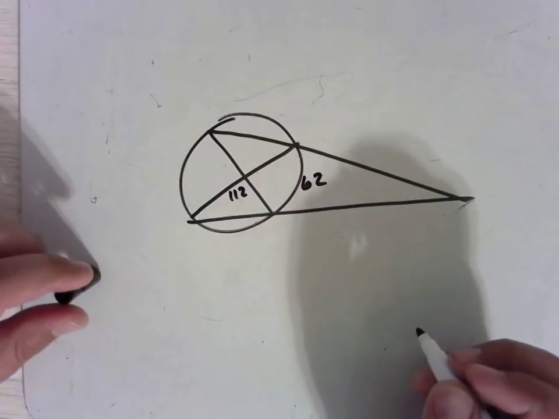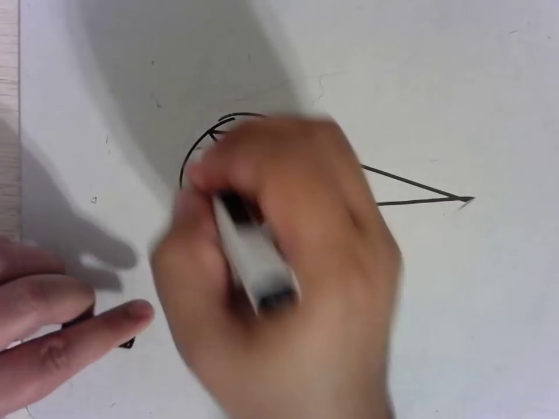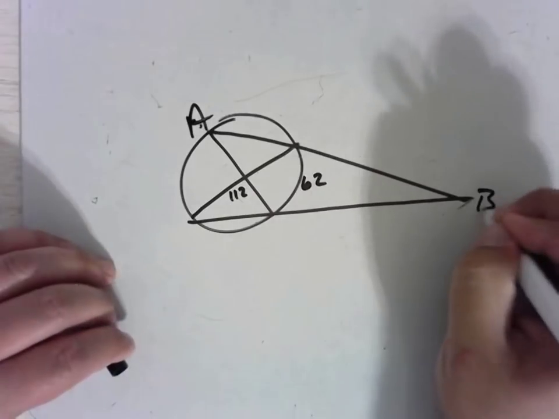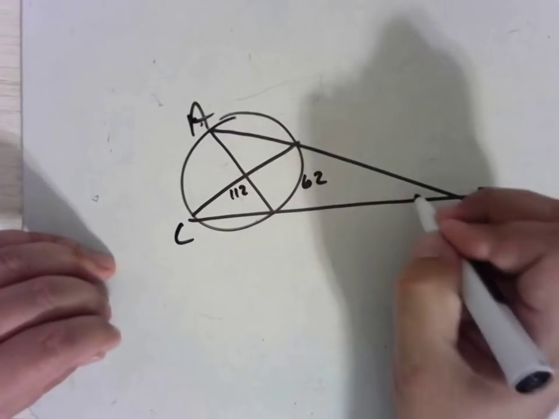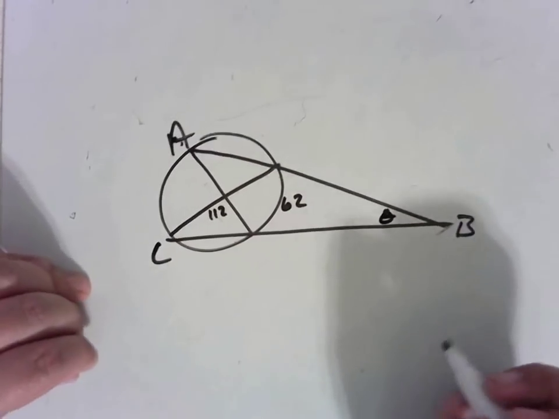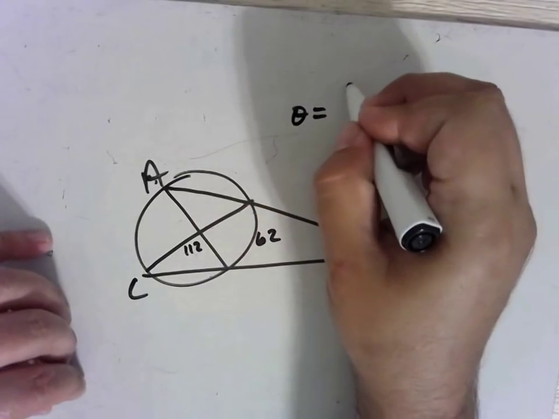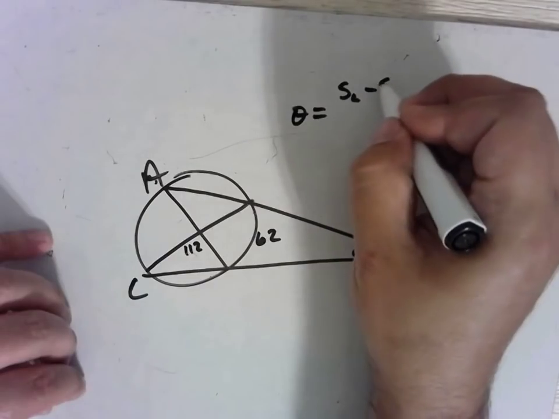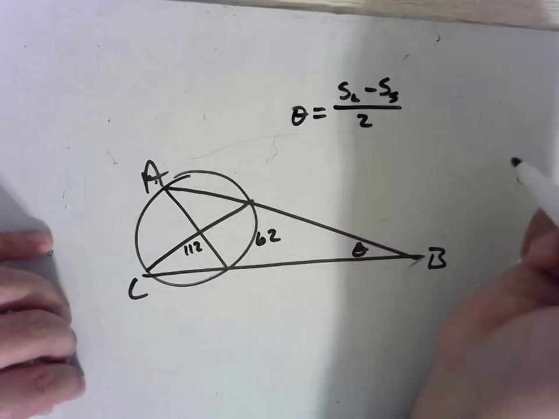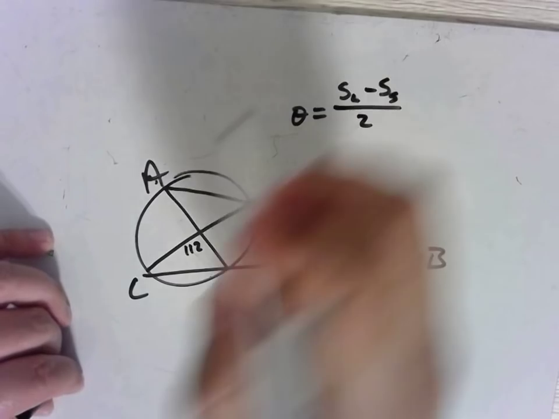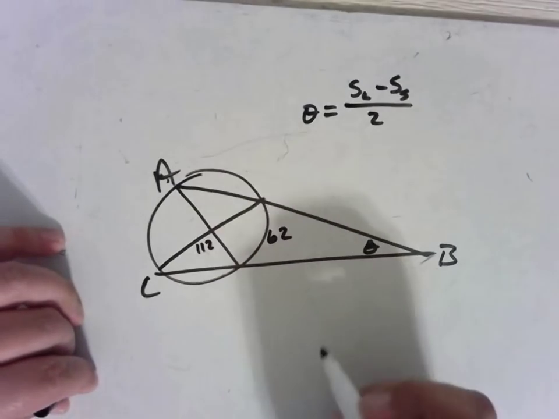They're asking for the measurement of ABC. And this is A, B, C. So I need this, which is an outside angle. The outside angle is equal to your large arc minus your small arc divided by 2. I have my small arc. I need my large arc. How do I get my large arc?